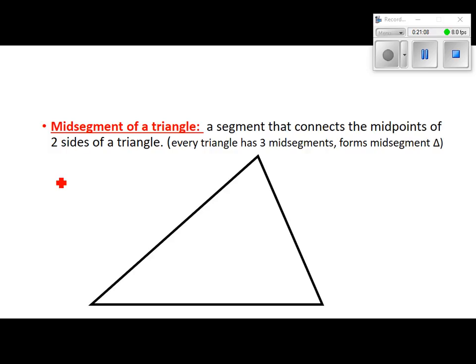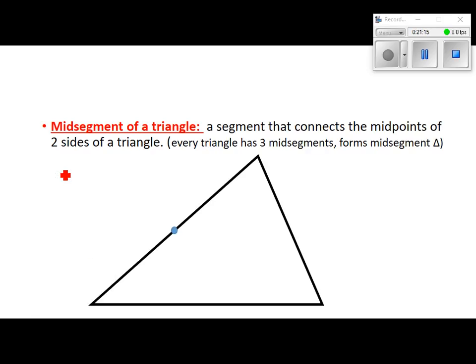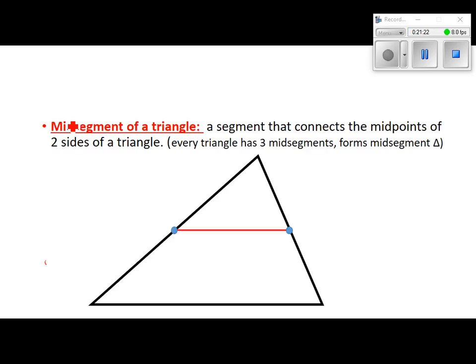Again, don't get mid segment confused with median. Two completely different things. If I put that midpoint right there on that side of the triangle, I put that midpoint on that side of the triangle, then I connect them. That's called a mid segment. That red segment right there is called a mid segment. And I know that that mid segment is going to be half as long as that side of that triangle, and it's going to be parallel to that side of that triangle. And that's what the theorem is going to tell us.